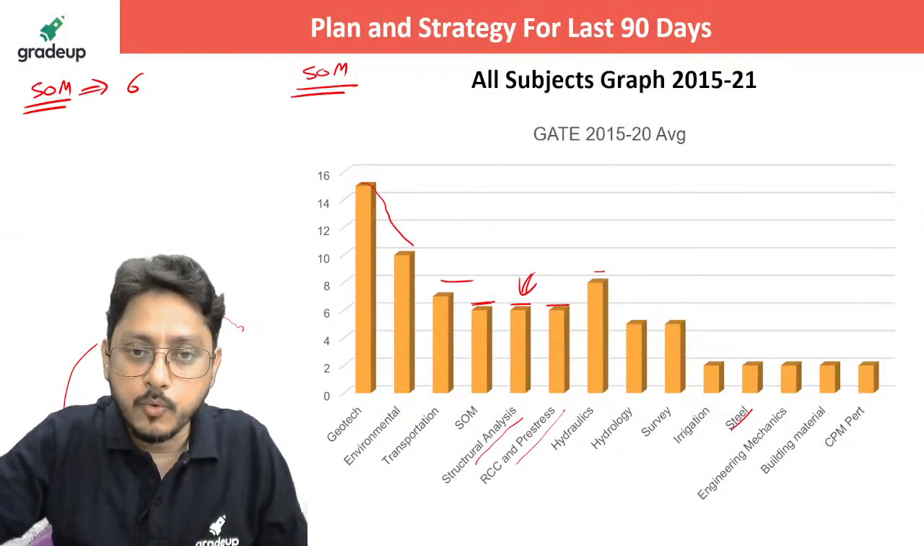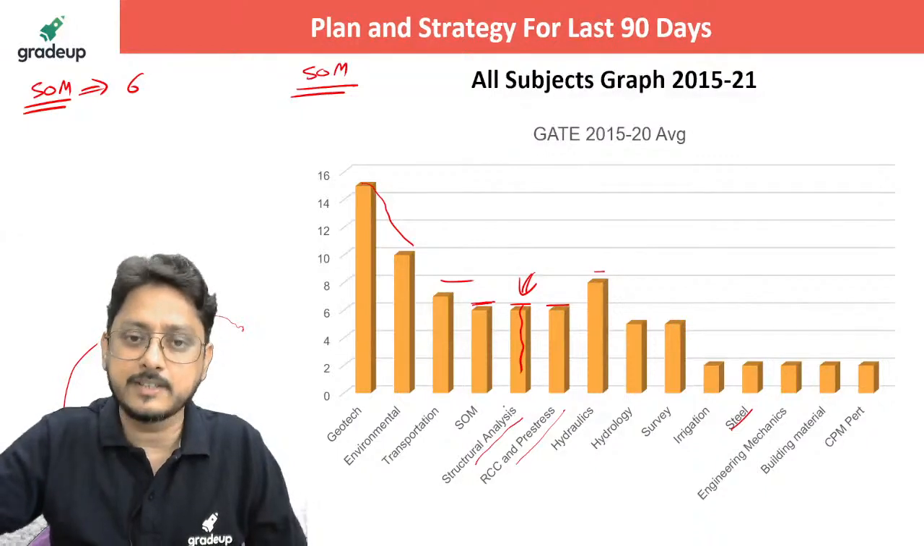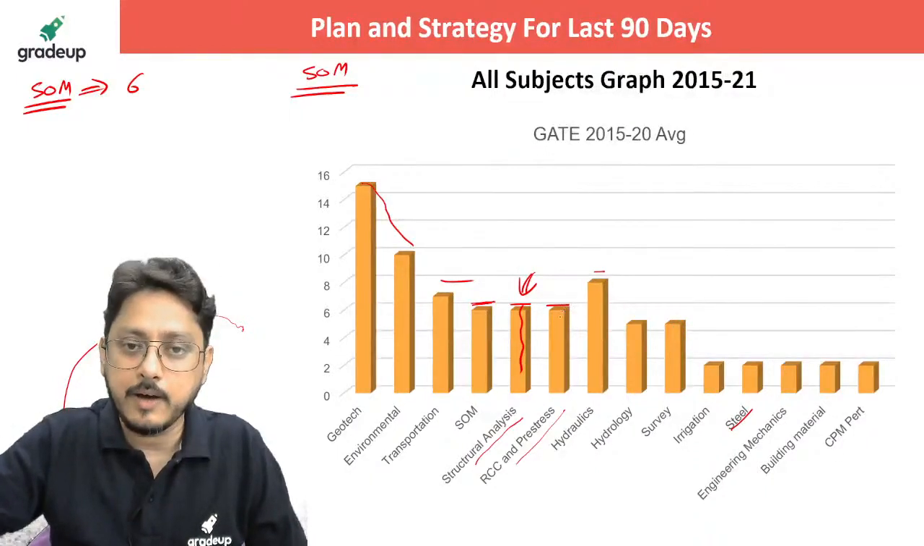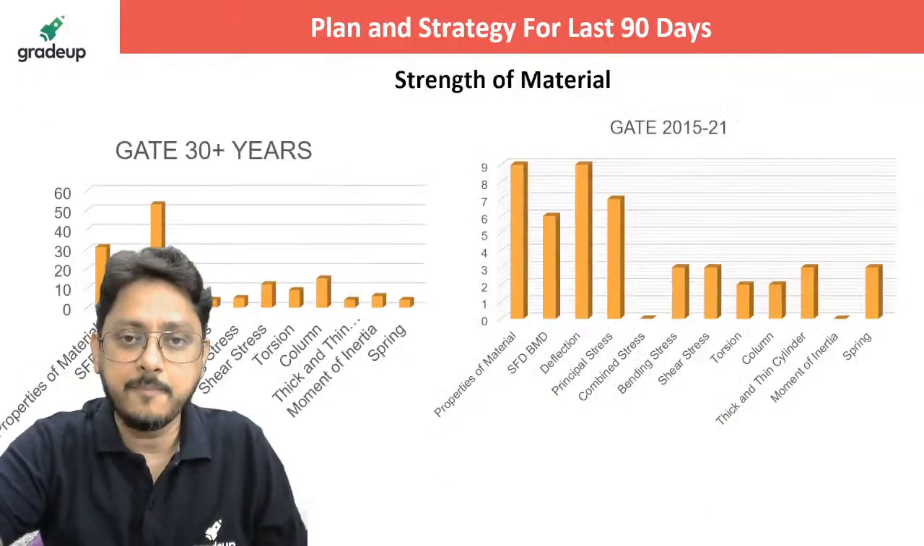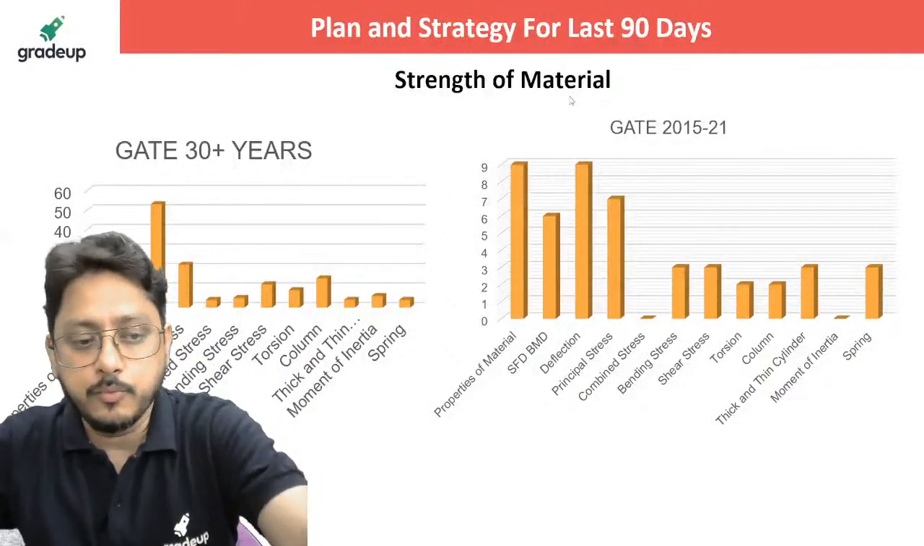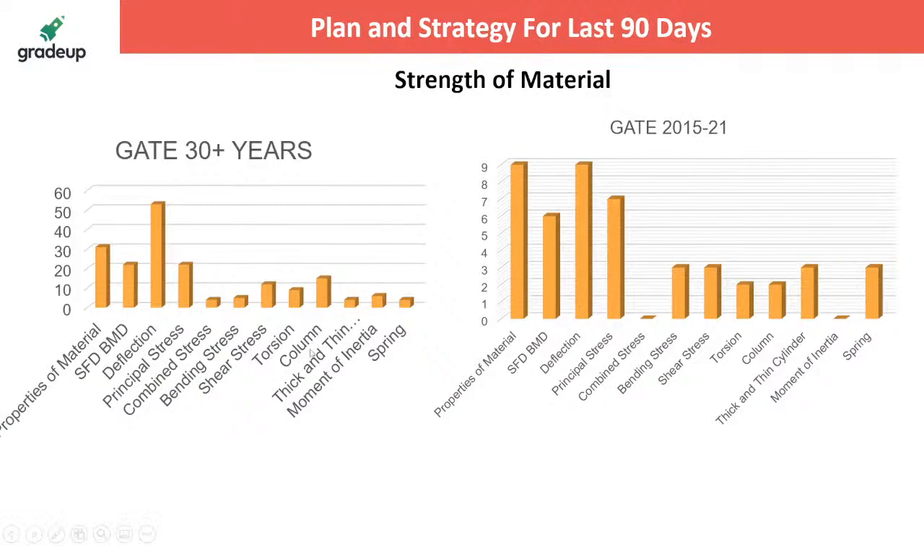Then out of 6, consider that if you are not good in strength of material, in structural analysis, whatever 6, 7, 8 marks are going to come, or in RCC, you are going to lose. After that, let us see the exact trend for strength of material for the previous few years, for the past 30 years. Why am I doing all this? Because this plan is very important. You will be able to plan once you find out the statistics, right?